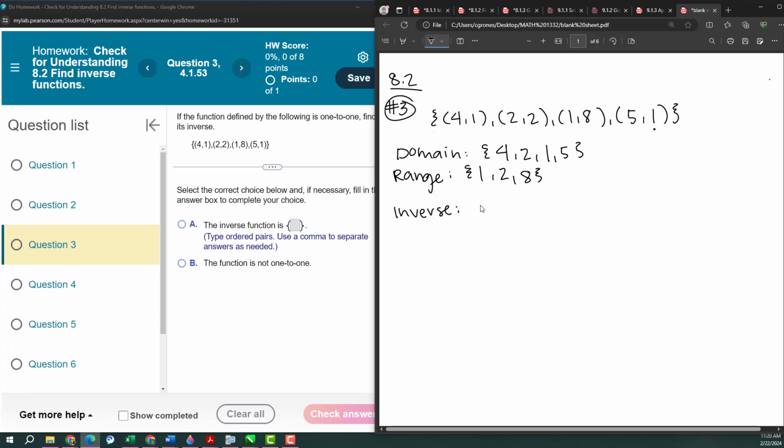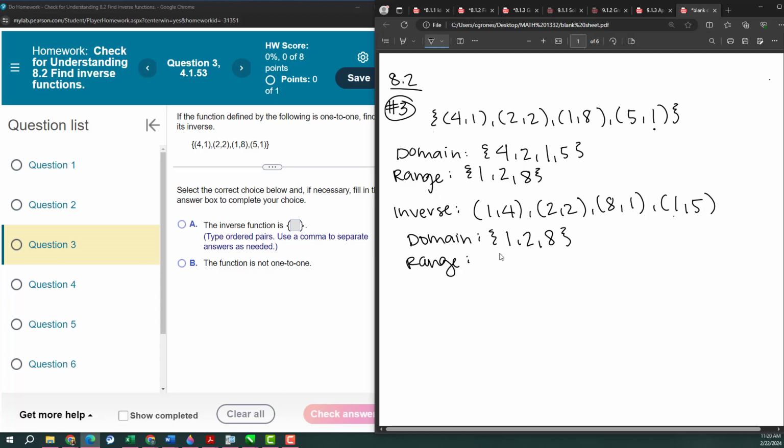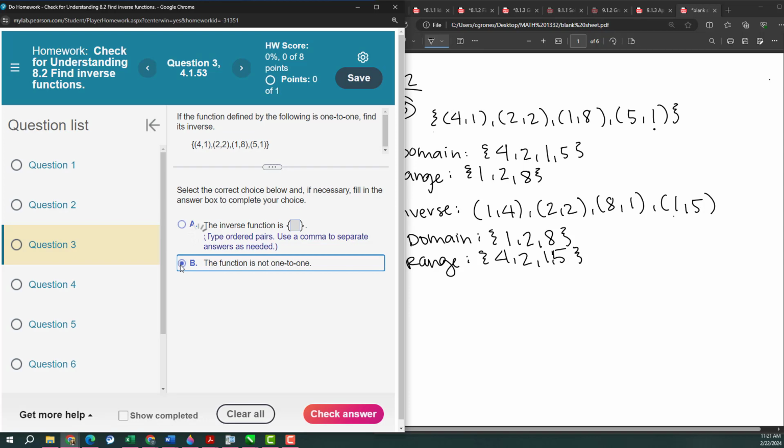For our inverse, we are going to swap the points. So we get (1, 4), (2, 2), (8, 1), and (1, 5). And then our domain for the inverse is 1, 2, and 8. We're not going to do the 1 again. And then the range is 4, 2, 1, 5. So the function is not one-to-one.